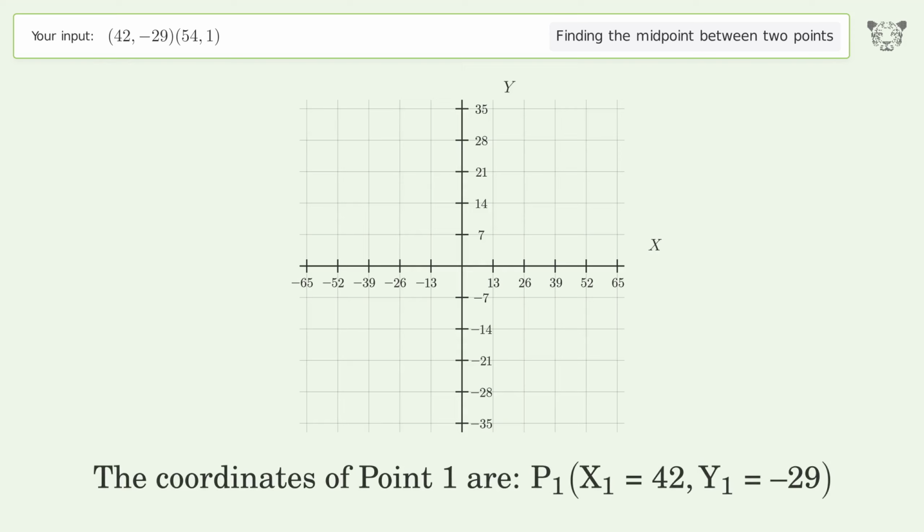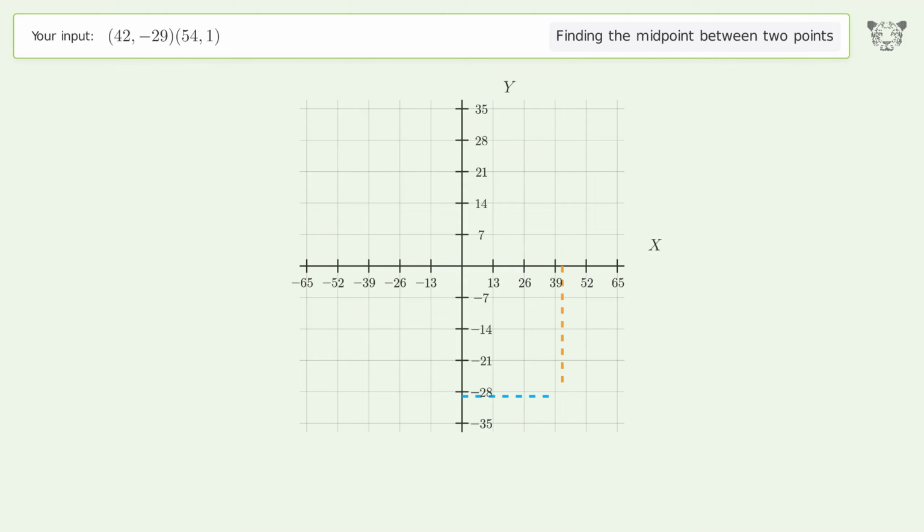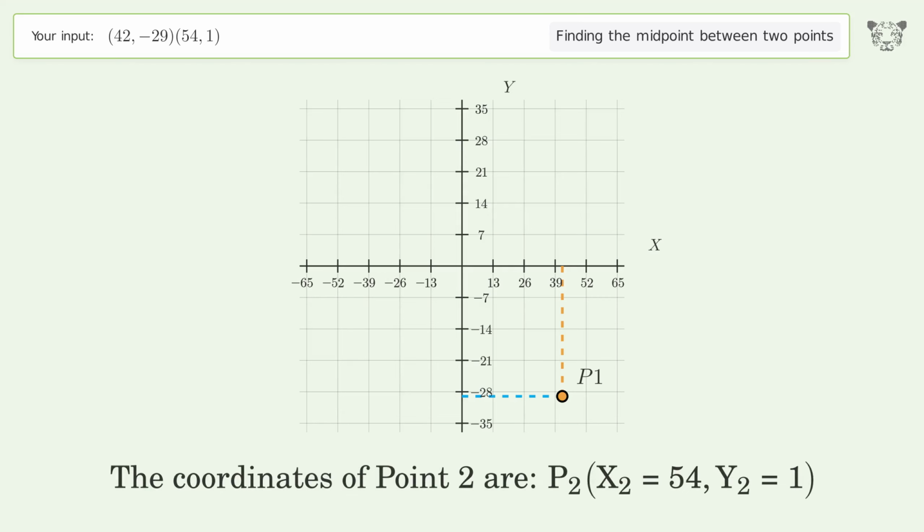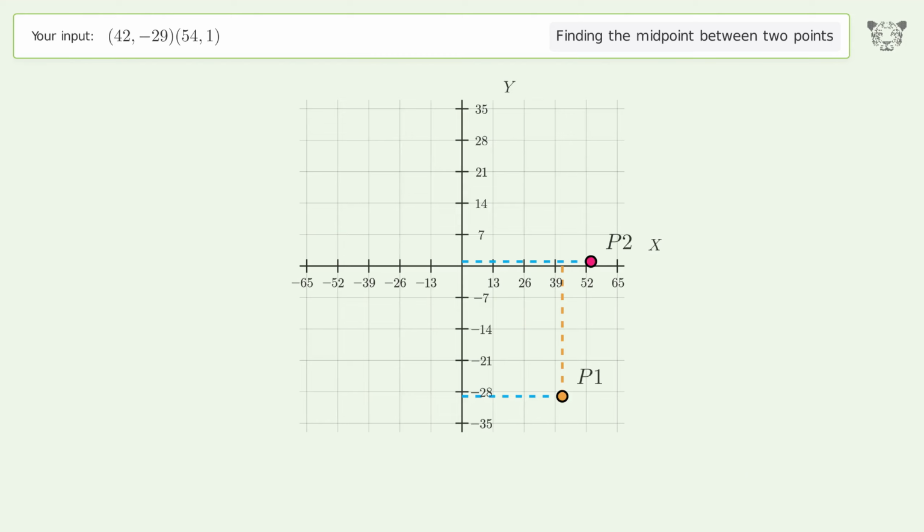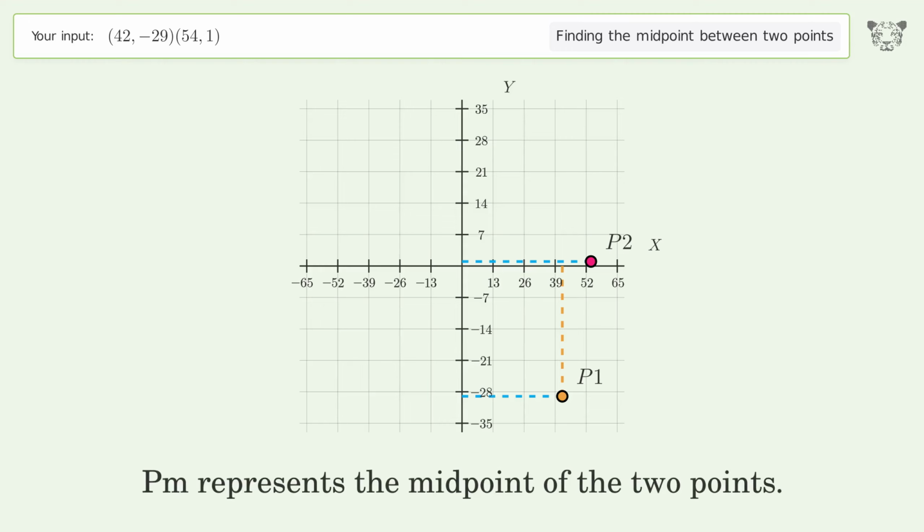The coordinates of point 1 are x1 equals 42, y1 equals -29. The coordinates of point 2 are x2 equals 54, y2 equals 1. PM represents the midpoint of the 2 points.